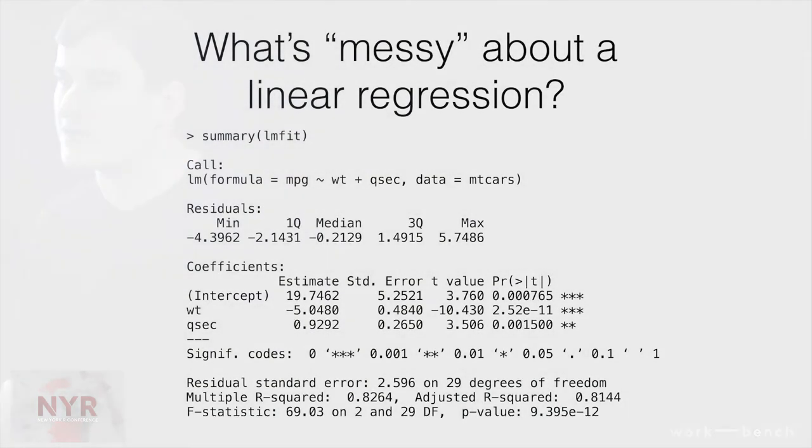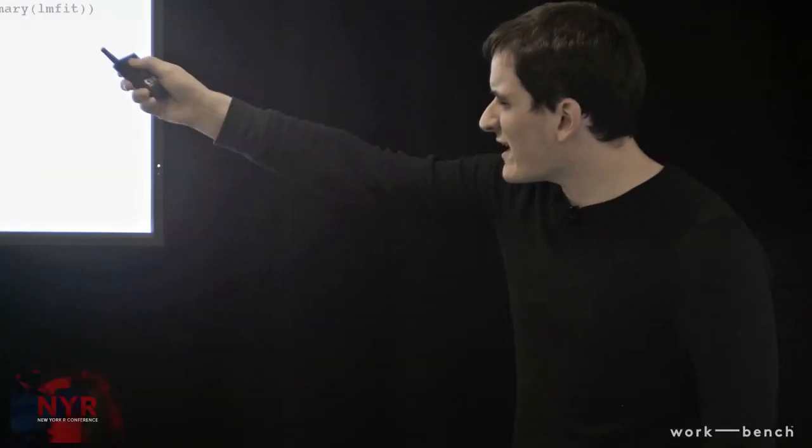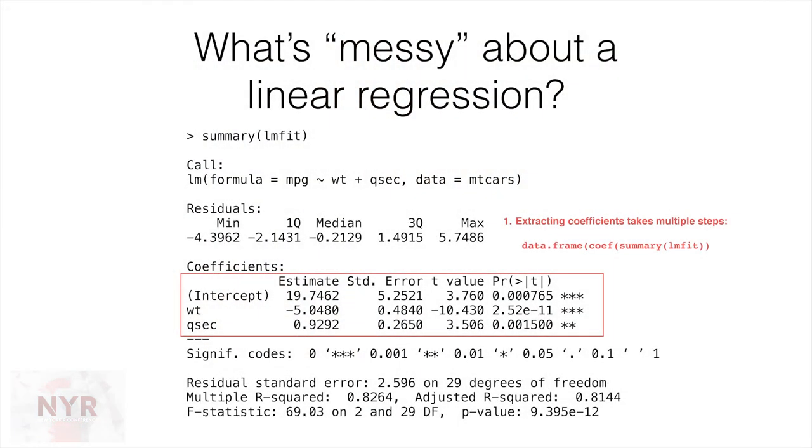It gives us all the information we could want, right? Well, it's really hard to start using this and working with particular tools for a couple reasons. First, you've got your coefficient matrix that takes multiple steps to get out. You've probably done this a lot. You take summary and then take the coef of the summary and then turn that into a data frame, because right now it's a matrix. So already you're doing three functions off the bat.